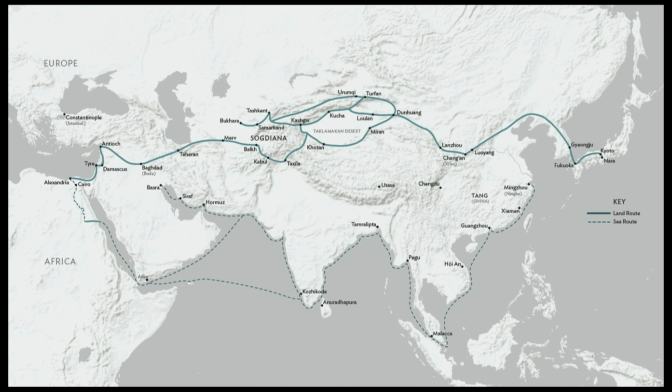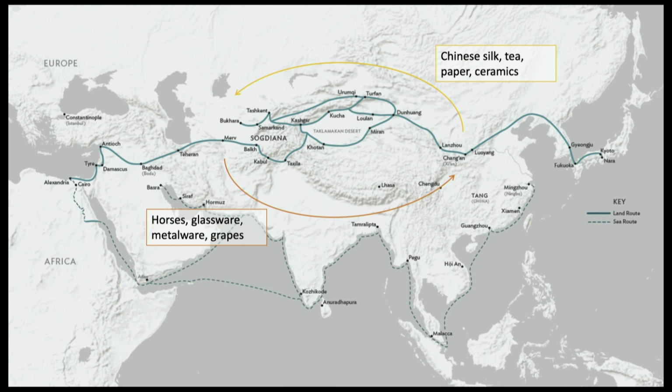So the Silk Road I will talk about was not an actual road. It refers to a loose network of marked paths connecting China to the Mediterranean. The path covered almost 5,000 miles across some of the world's harshest landscapes, with high mountain ranges and the shifting sands of the Taklamakan Desert. Through this route, Chinese silk, tea, paper, and ceramics made their way westward from China, while goods like horses, glassware, metalware, and grapes traveled east from the Middle East and Central Asia.